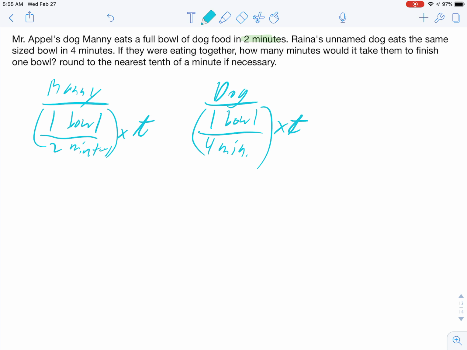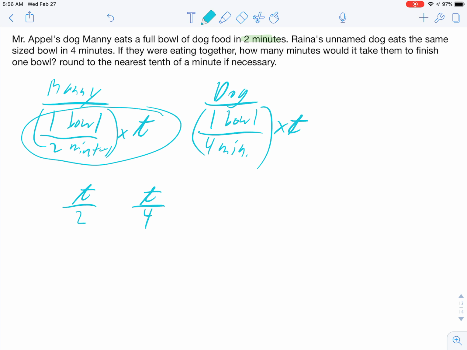Okay, so this expression, 1/2 t, or t over 2, that's how much food Manny will have eaten after some amount of time. And then Raina's dog, t over 4, in that same amount of time, how much he'll have eaten in t minutes, after t minutes.